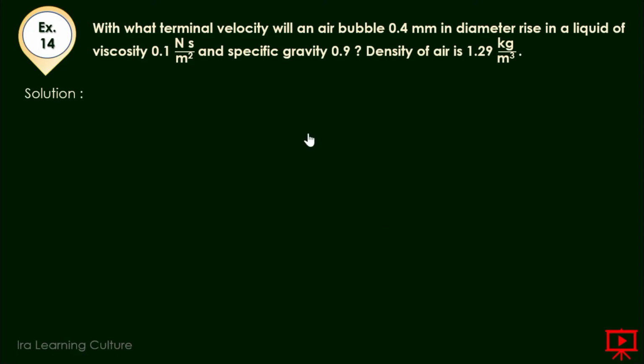Example 14. With what terminal velocity will an air bubble 0.4 mm in diameter rise in a liquid of viscosity 0.1 Newton second per meter square and specific gravity 0.9? Density of air is 1.29 kg per meter cube.